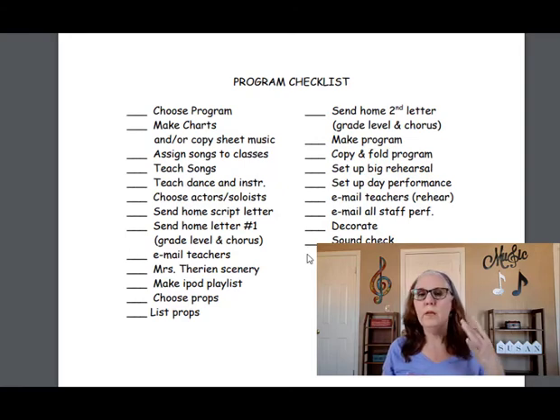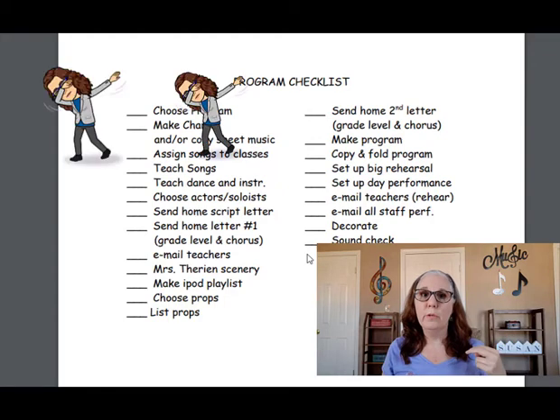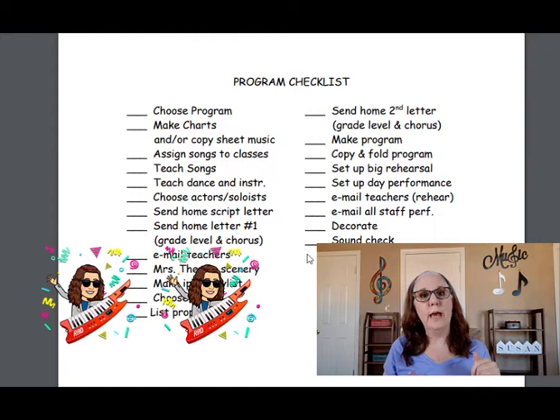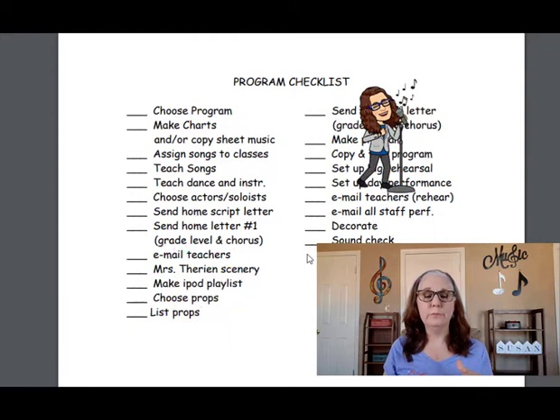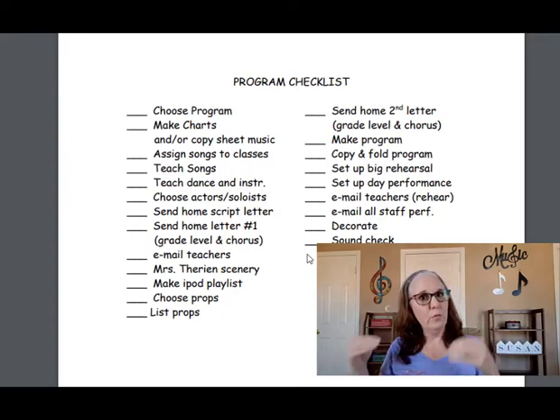So if I have 3 programs a year and I have 5 kindergarten classes, and 2 of them are in the holiday program, and 2 of them are in the spring program, and 1 of them is in that third program that's a smaller program, that means that when I'm teaching the 2 that are in the holiday program, the other 3 are getting what I would call a garden variety lesson plan, right? And the 2 that are in the holiday program are getting, we're focusing on their program songs, really getting those worked out. So you're doing 2 different lesson plans a week.